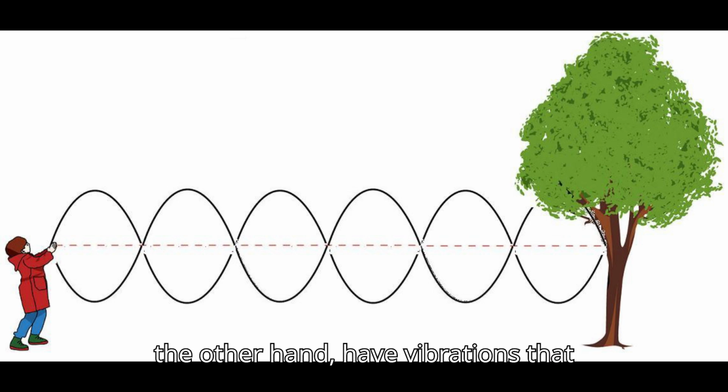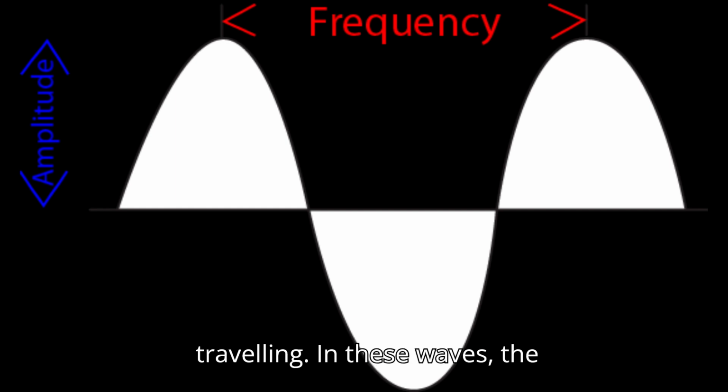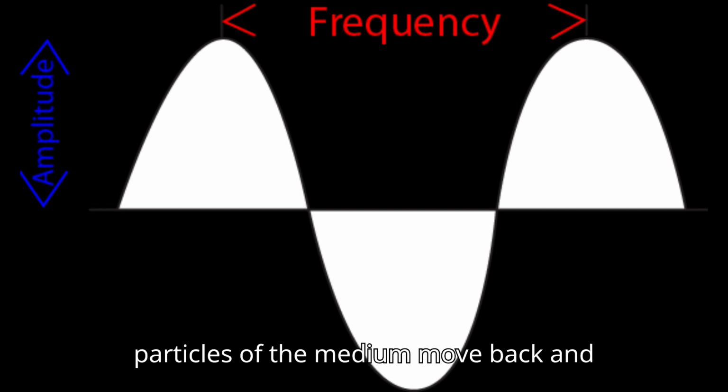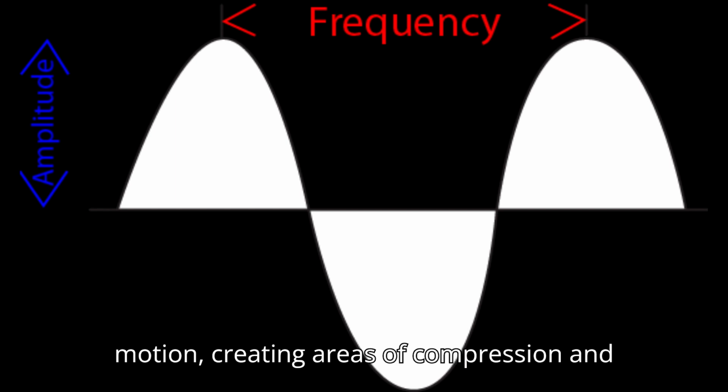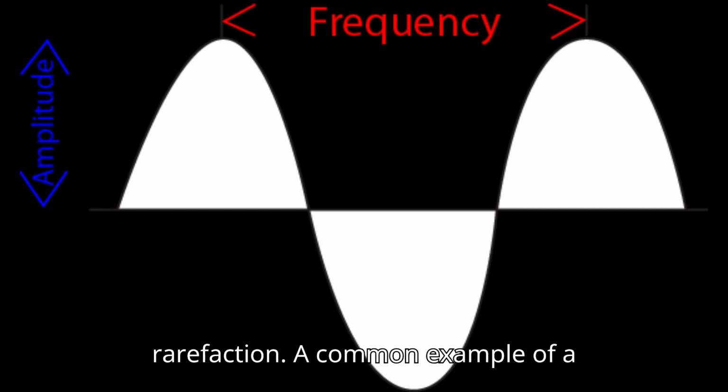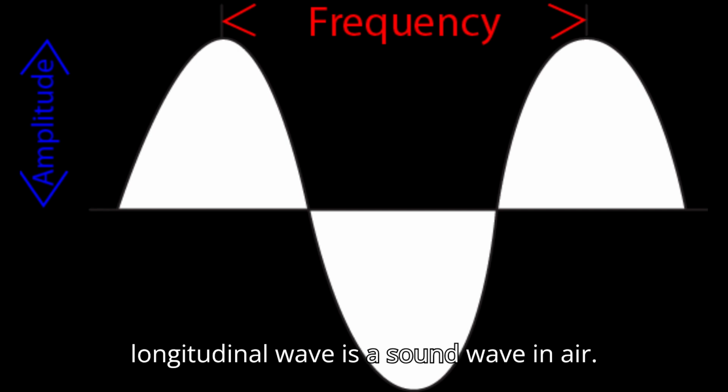Longitudinal waves, on the other hand, have vibrations that occur in the same direction as the wave is traveling. In these waves, the particles of the medium move back and forth along the same line as the wave's motion, creating areas of compression and rarefaction. A common example of a longitudinal wave is a sound wave in air.